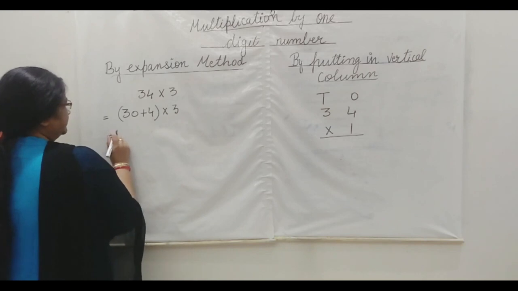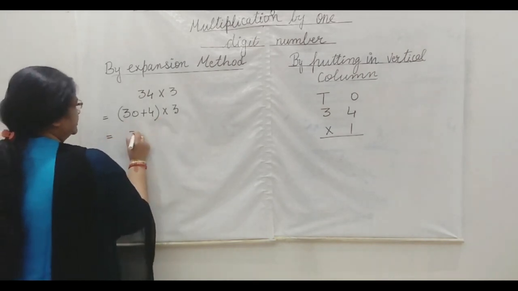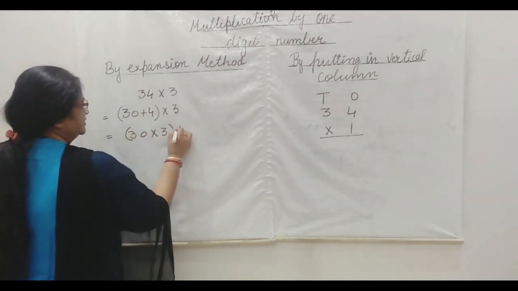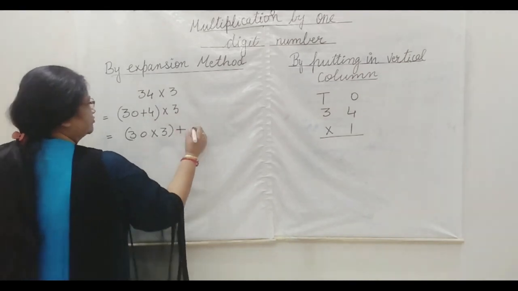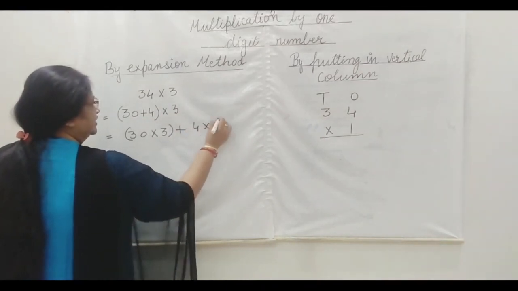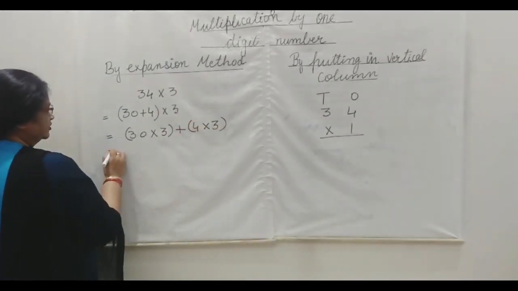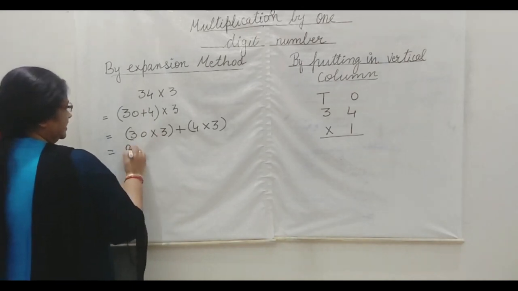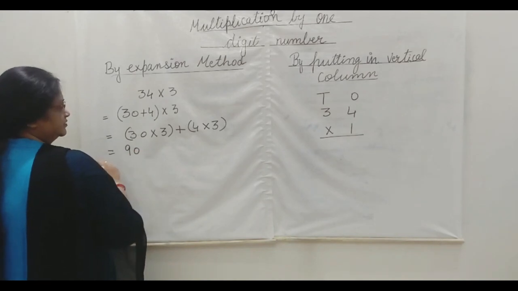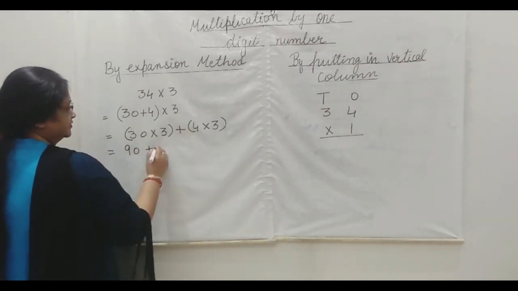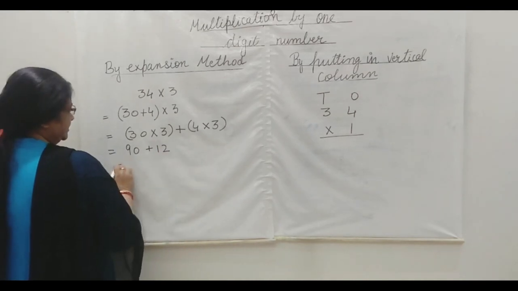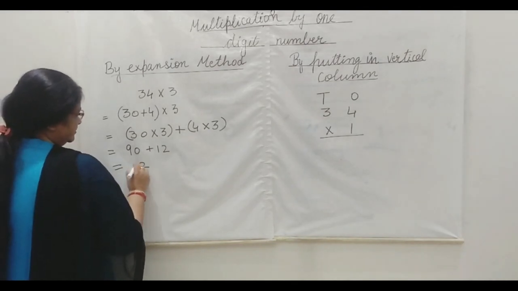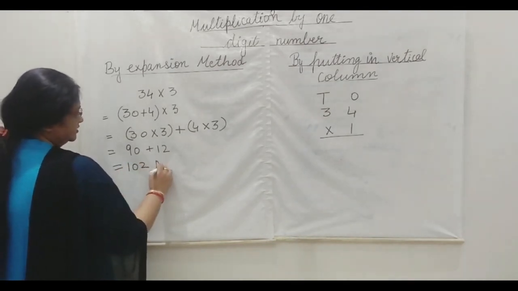Now the next step will be, you will multiply 30 by 3 first of all, that is 30 multiplied by 3, plus 4 multiplied by 3. So 4 multiplied by 3, we will put in the bracket. Now 30 multiplied by 3: first of all 3 3s are 9, and we put the 0 here, plus 4 3s are 12. So what is the answer that we have got? 90 plus 12 is how much? 102. So this is your answer.